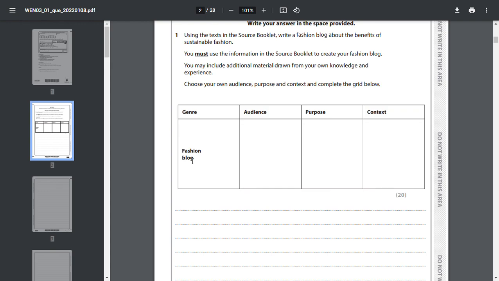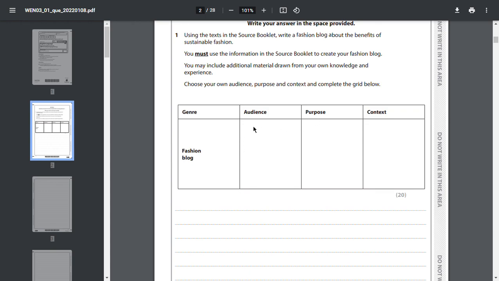Sorry, a blog, not a fashion. You must know what entails in writing a blog. How is the blog structured? You must know that. And then of course we have the audience. You can give us your own audience. Maybe because it's a blog, it means it's an online thing, it's a website. You could also have followers. So you could say the audience is followers or readers of your fashion blog.